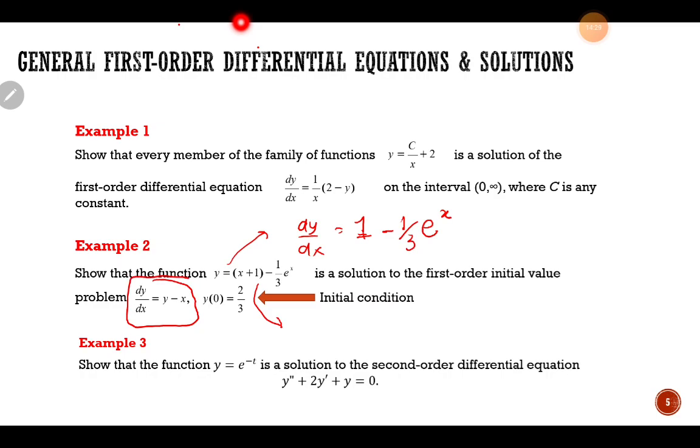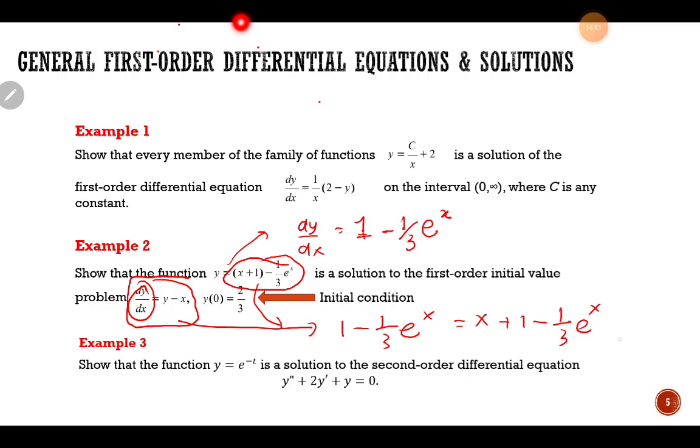Okay, dy dx kita adalah sama dengan dy dx ni kita ganti sama dengan 1 tolak 1/3 e to the power of x. And then on the right hand side, it is y. So, your y is this one. X tambah 1 tolak 1/3 e to the power of x and minus with x. So kalau you tengok ni, nampak tak? X and minus x here, you may cancel.